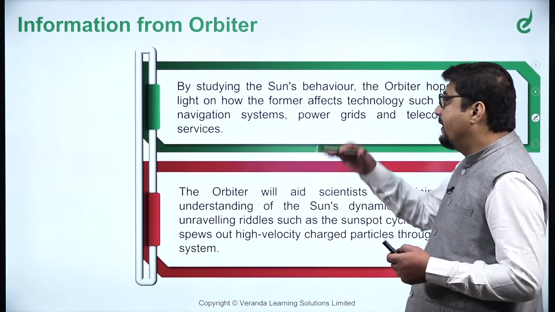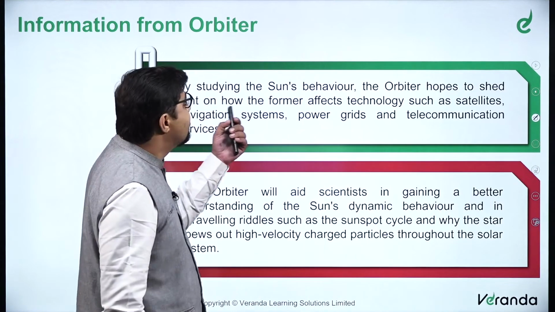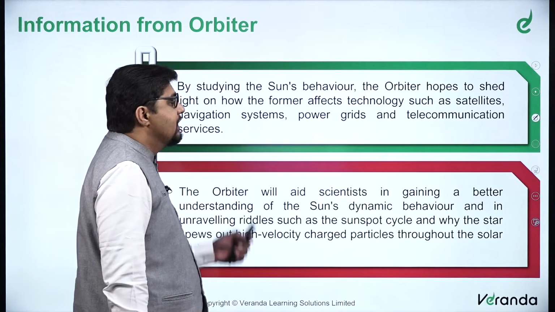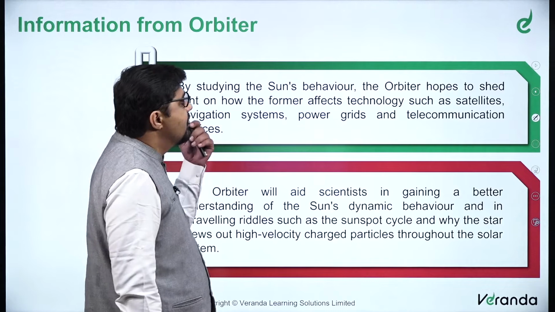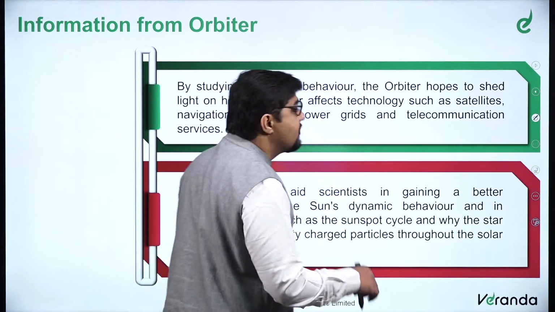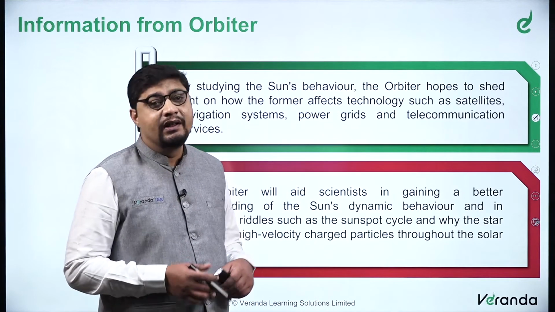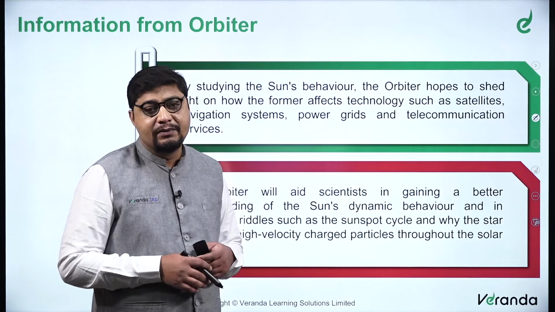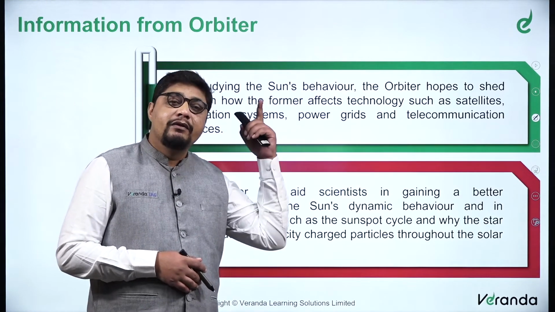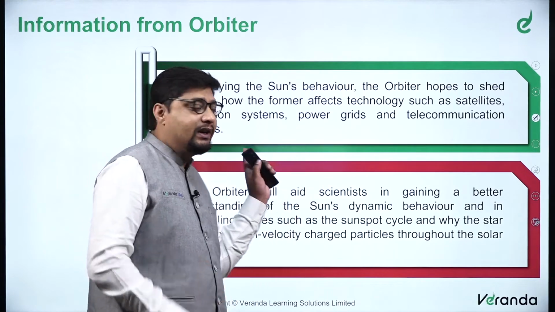Now, by studying the Sun's behavior, the orbiter hopes to shed light on how the former affects technology such as satellite navigation systems, power grids and telecommunication services. See, there are solar storms, solar winds, or coronal mass ejections. They interfere with our communication systems. So once you have a prediction, or an understanding of that phenomenon, you will be able to understand these phenomena better. So that is the simple thing.